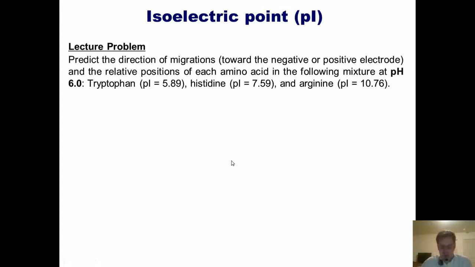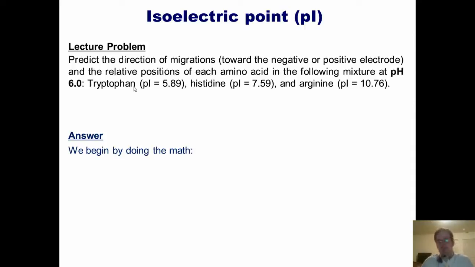So now I arrive at a lecture example. I want you to predict the directions of migration toward the negative or positive electrode and the relative positions of each amino acid in the following mixture at pH 6, tryptophan, histidine, and arginine with their isoelectric values given. If you want, you can pause it at this stage, but of course you know that I am going to give you all the answers.